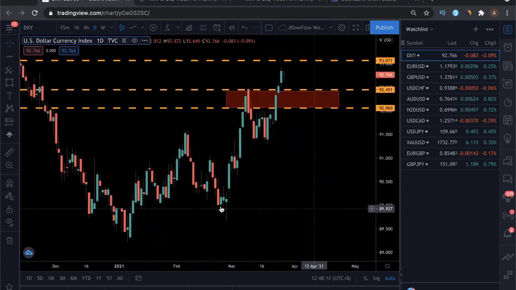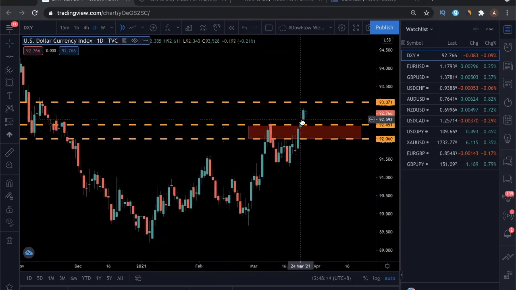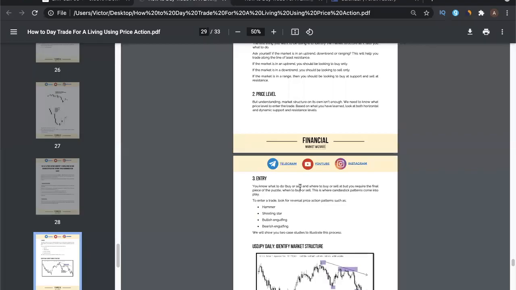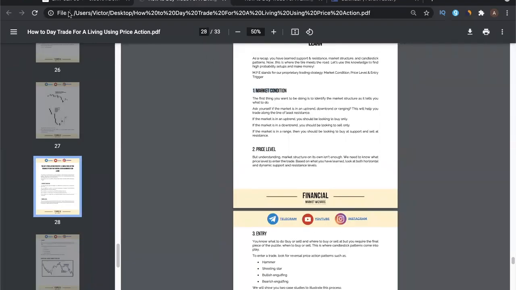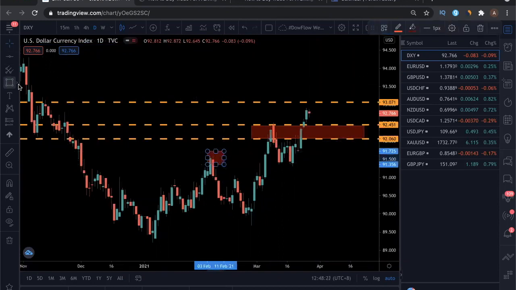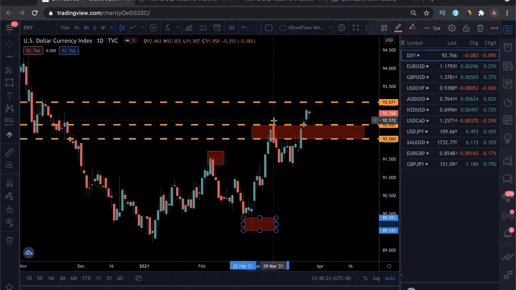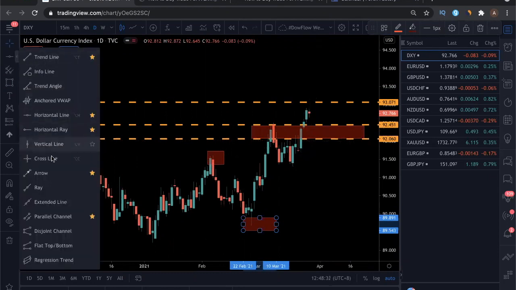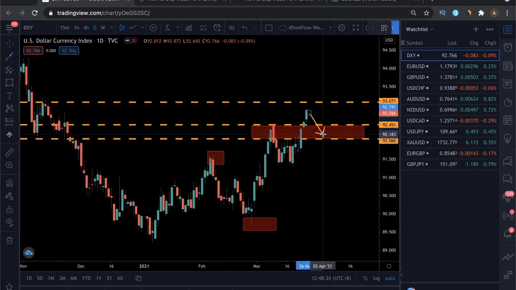You can also see that the structure is bullish. If we apply our MPE trading strategy right here, for market condition, we have an uptrend, because you have a high here, a low here, and then a higher high, higher low, higher high. So the market condition is bullish. The key level that we'll be looking at to potentially buy would be this zone over here, this entire zone.